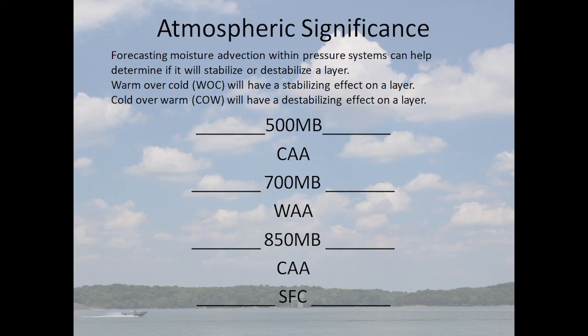So this point here is just cold air advection over warm air advection. We have an unstable layer, say like an upper level low. At the surface, we have warm over cold from 850 to the surface. So now we have a stable layer. So now any weather to happen in this area would be strictly in the upper levels.